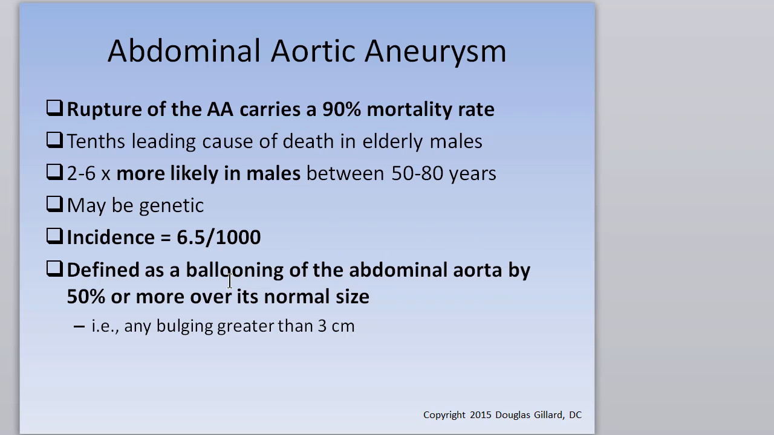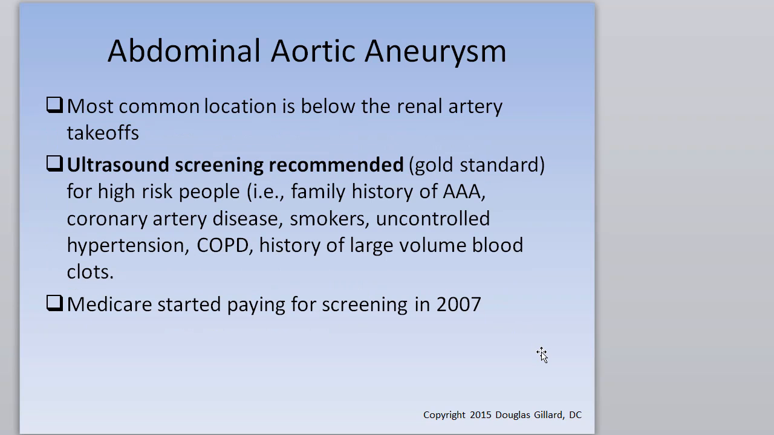Maybe a genetic component. Make sure you know the definition. It's a ballooning of the abdominal aorta by more than 50% of its original size. 50% over its normal size. It comes off right below the renal arteries, which is where it's usually found. It can be in the common iliacs as well, or the external iliac artery, internal iliac artery, but the descending aorta is the most common place.